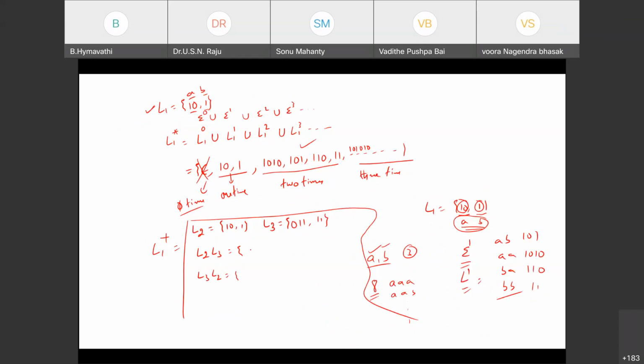Please calculate it. What is L2 L3? 10 011, 1011. Of course, we'll be writing 1011 only one time. 111. Then after that, triple one, 111. Okay, what about L3 L2?